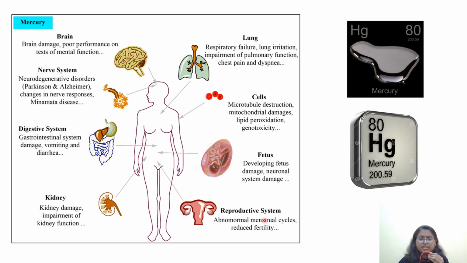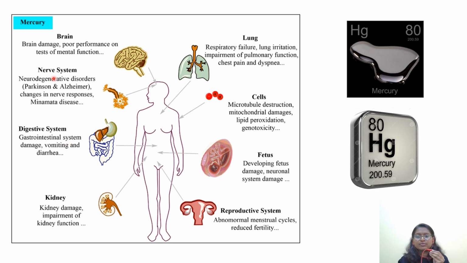Next, how mercury is affecting the reproductive system: in the case of females, it is causing abnormal menstrual cycles, and it is causing reduced fertility in both males and females. Coming to how mercury is affecting the kidney, it causes kidney damage and impairment of kidney functions. At the nephronic level, at the PCT level, if the afferent or efferent arterioles are getting obstructed, kidney function impairment will be there. Then, how is it affecting the digestive system? In the earlier slide, we said that at low doses, toxicity is less because of low GI absorption. If larger amounts are consumed, it causes gastrointestinal system damage, with vomiting and diarrhea taking place.